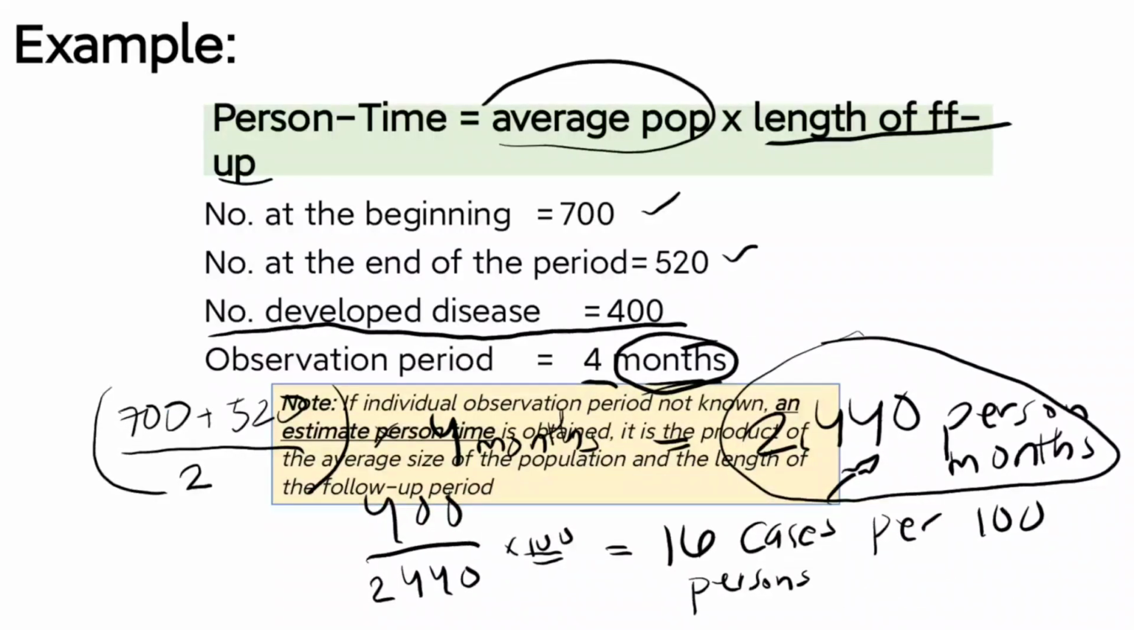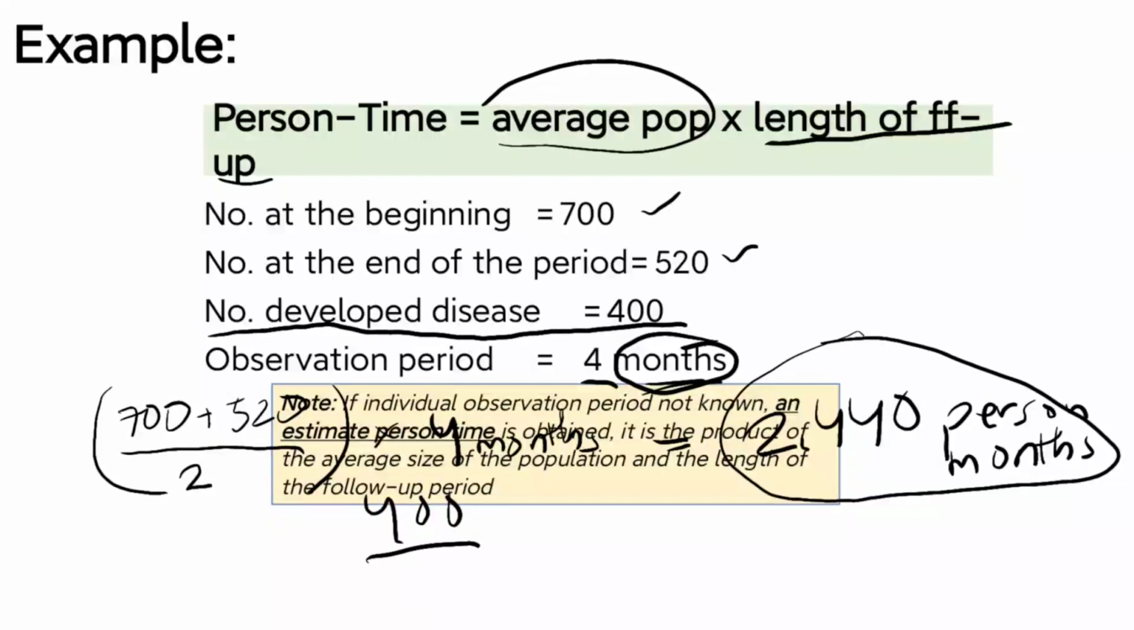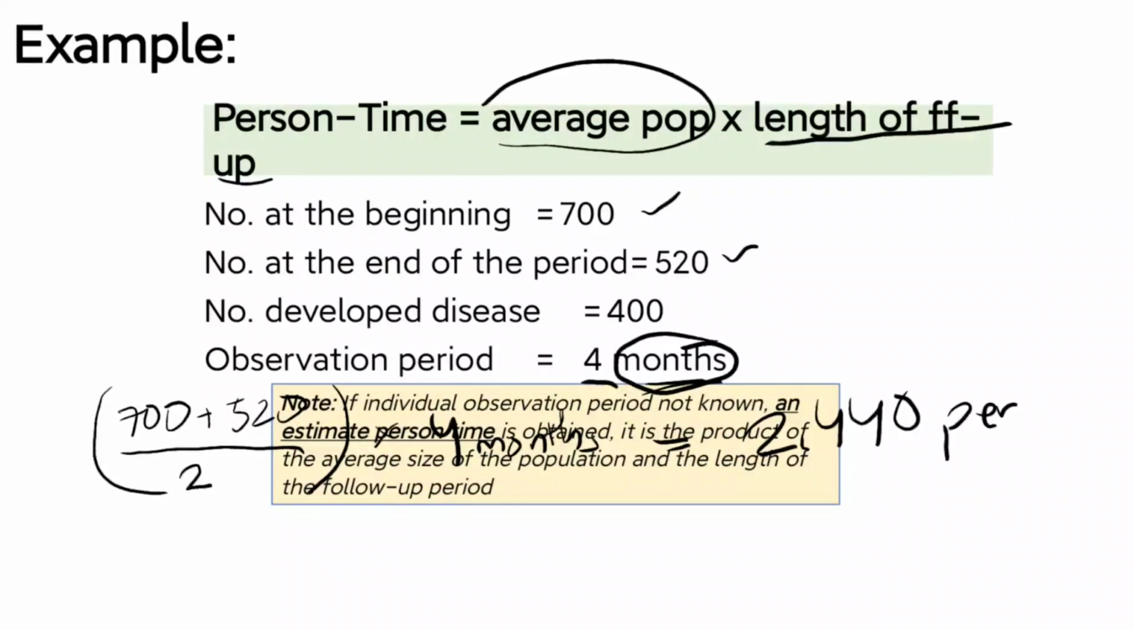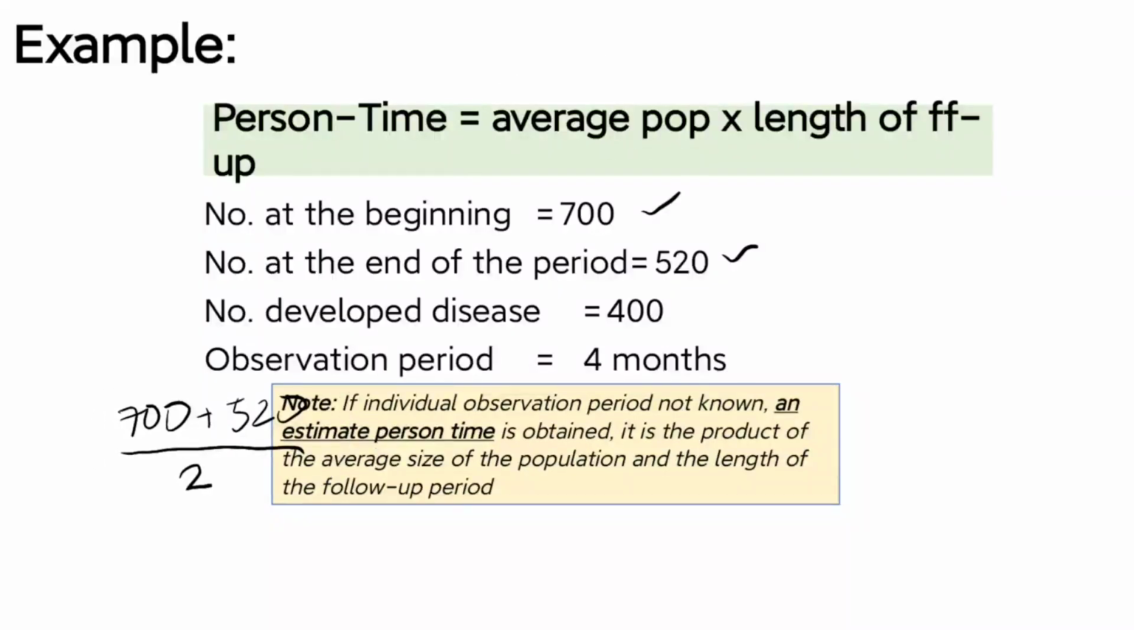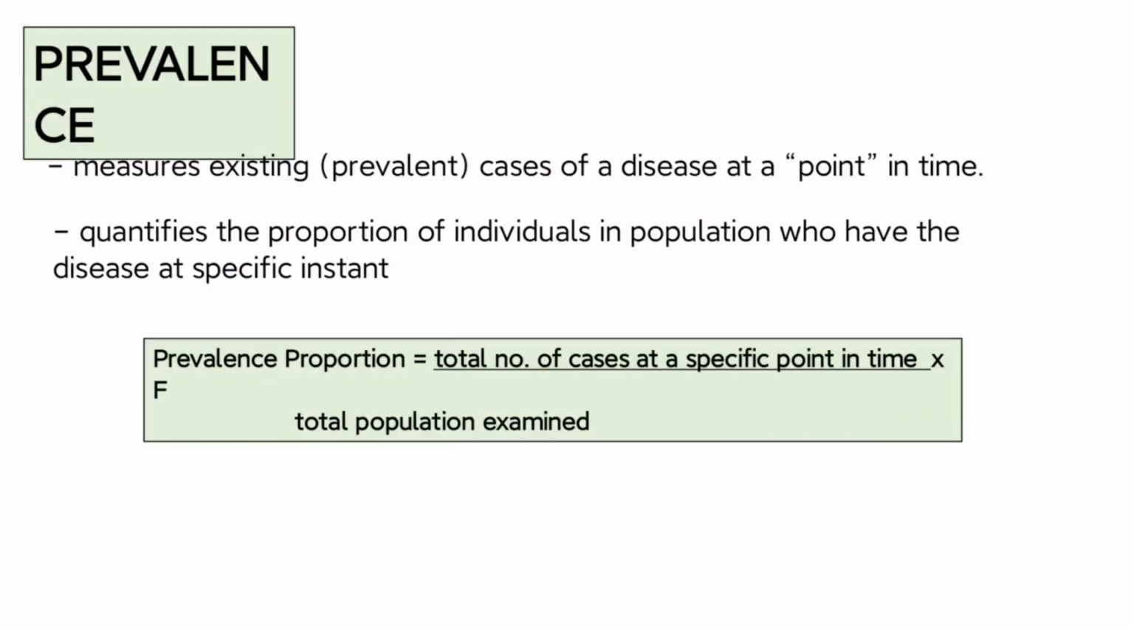Wait lang, burahin natin lahat to. Walang eraser tong application ko so sorry. Burahin lang natin. Ayan. So, note, if individual observation period not known, an estimate person time is obtained and is a product of the average size of the population and the length of the follow-up period. Yung kanina din yan. Next is your prevalence.